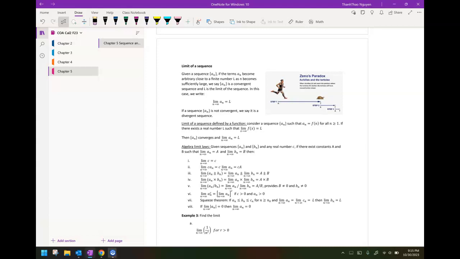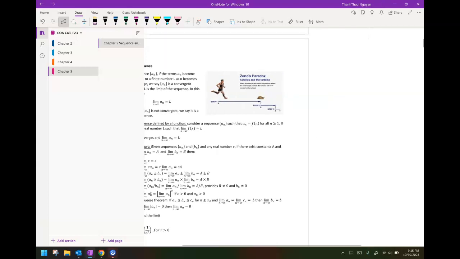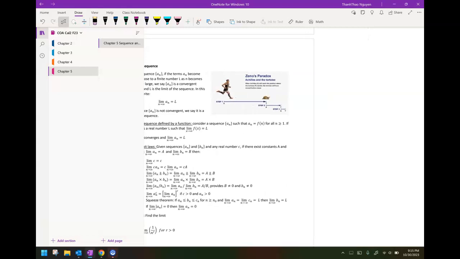Okay, so let's talk about the Zeno paradox. The Zeno paradox says, when Achilles reaches the position where the turtle started, the turtle will have moved further ahead. Or another version of the Zeno paradox.